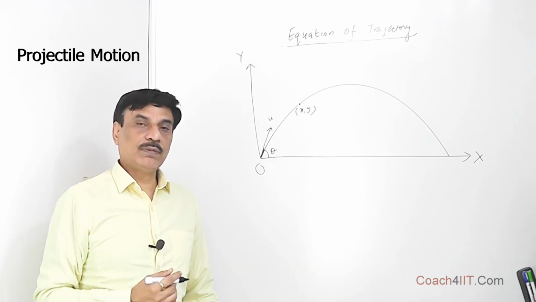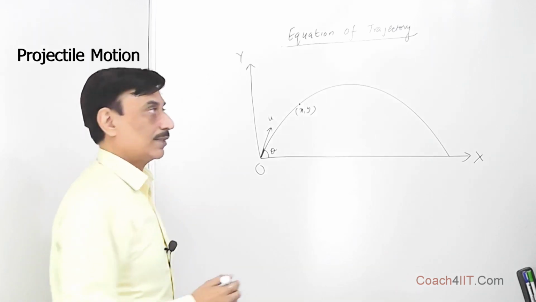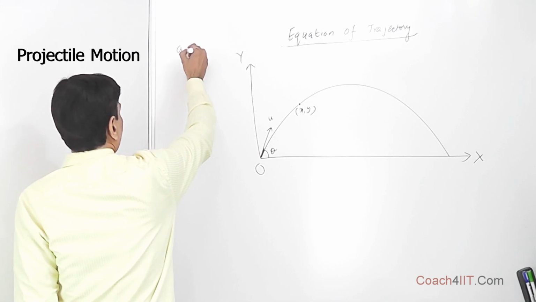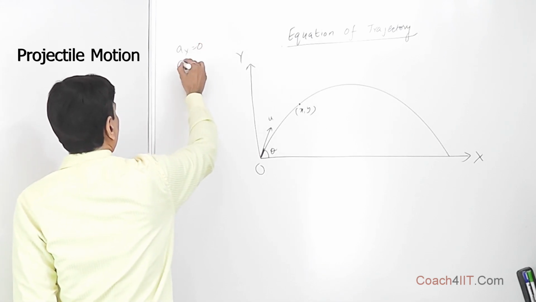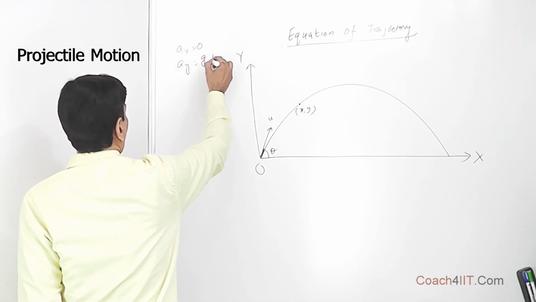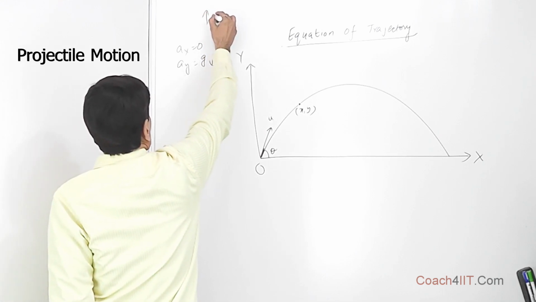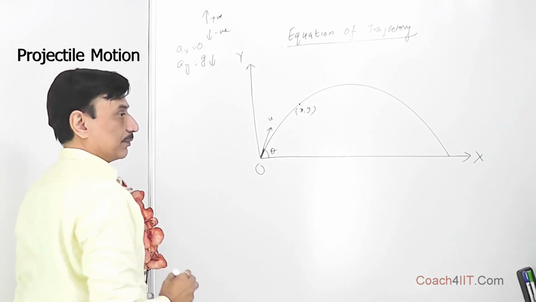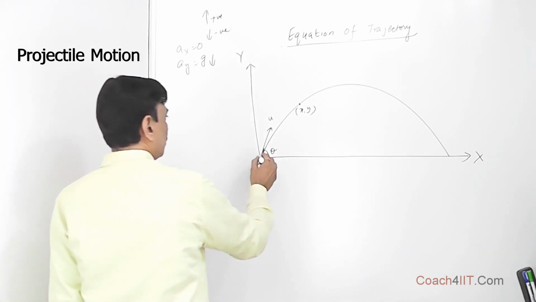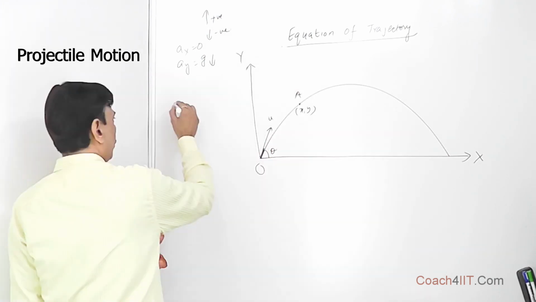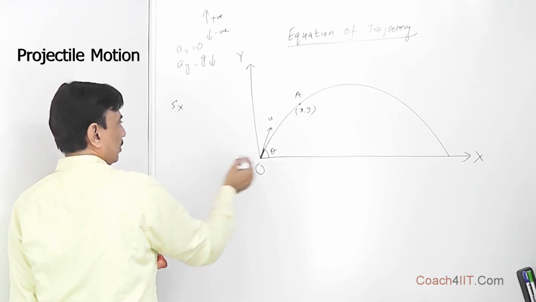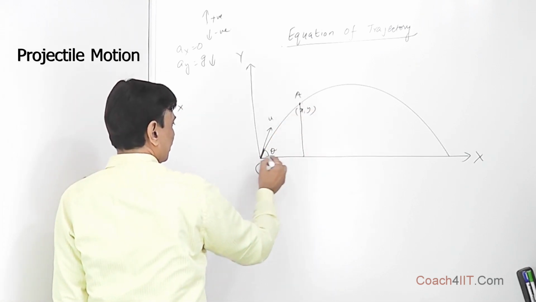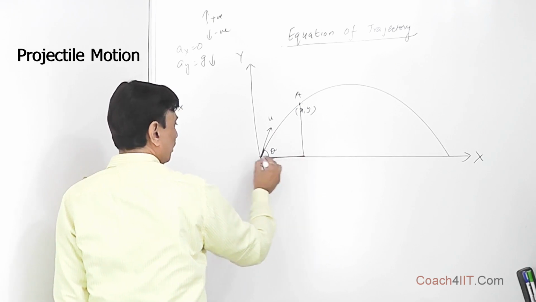For that we shall be making use of our basic understanding, that is acceleration along x-axis is equal to 0, acceleration along y-axis is equal to g in the downward direction. In the upward direction, let's take the vectors as positive. In the downward direction, let's take it as negative. Now let's say the body has reached from here O to A. We are now interested in what is Sx. So Sx is the distance or displacement along the x-axis. It is going to be x only.